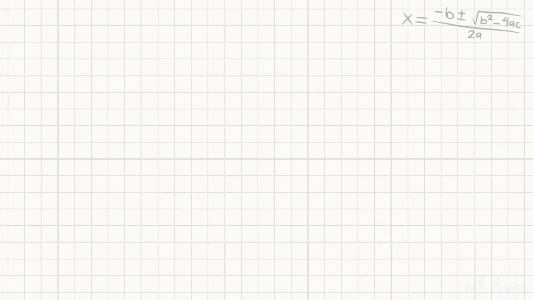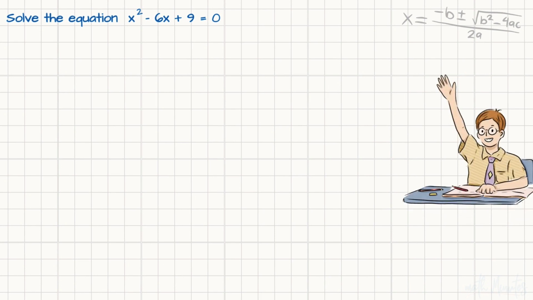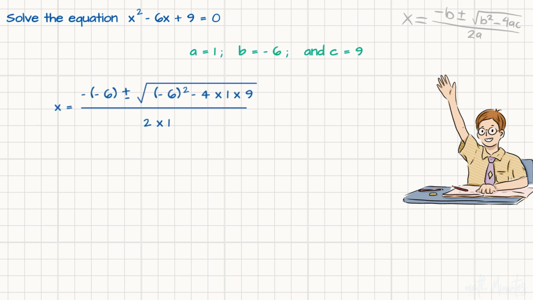Let's go through another example and solve the equation x squared minus 6x plus 9 equals 0. In this equation, a equals 1, b equals minus 6, and c equals 9. We substitute these values into the quadratic formula. x equals minus minus 6 plus or minus square root of minus 6 squared minus 4 times 1 times 9, divided by 2 times 1.